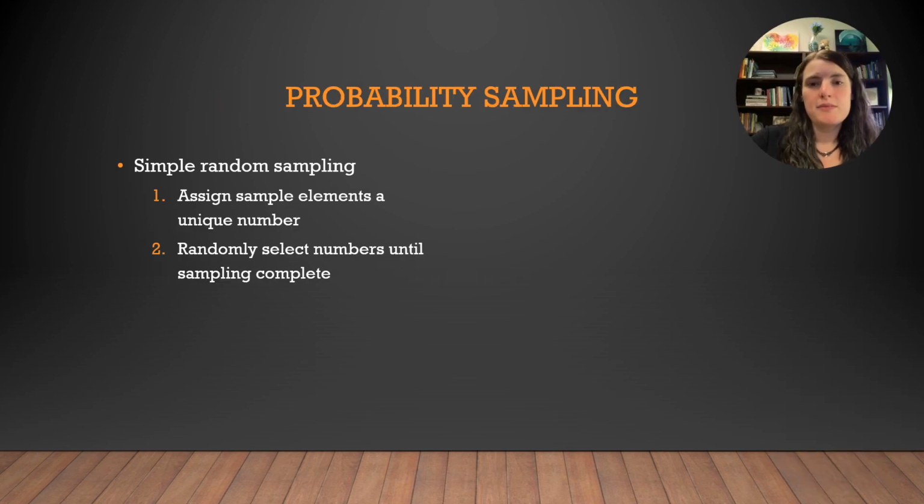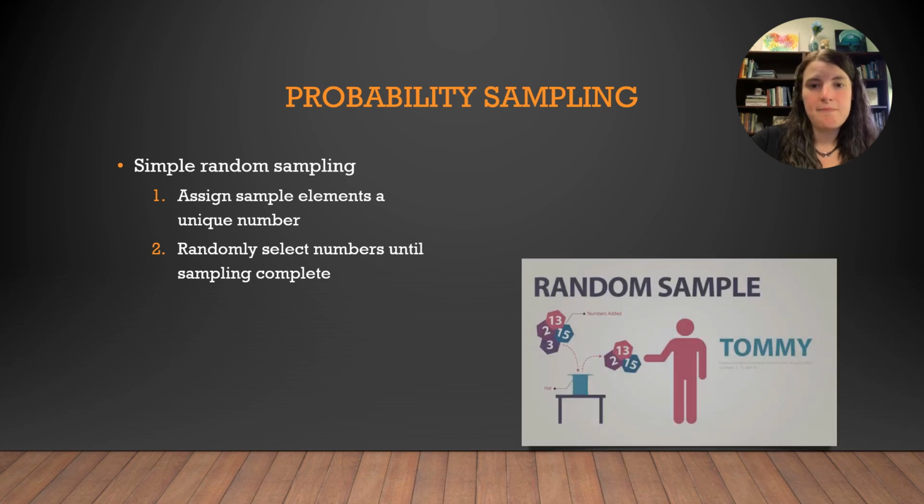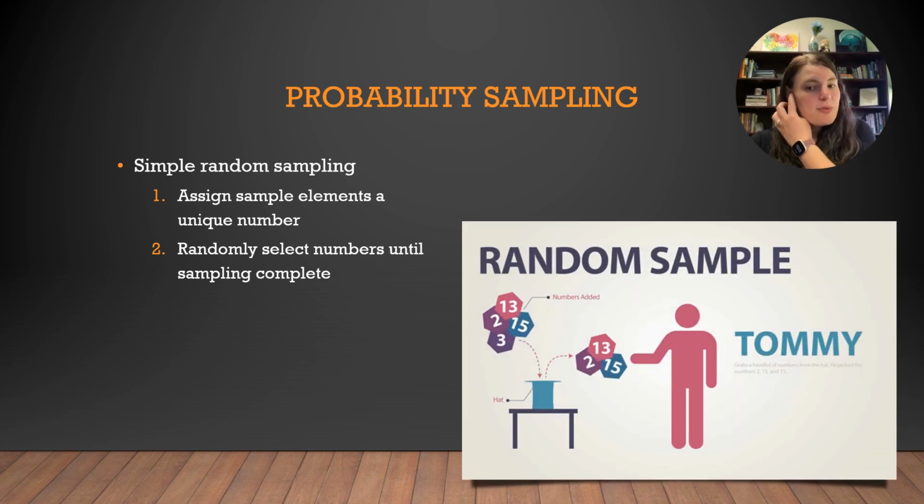Let's start with simple random sampling. In simple random sampling, it's an easy 2-step process. First, you assign a unique number to everyone in your sample. Then you randomly pick numbers in some method and identify which participant those numbers represent. Typically, researchers will use random number generators or lists of randomized numbers to choose the final sample.